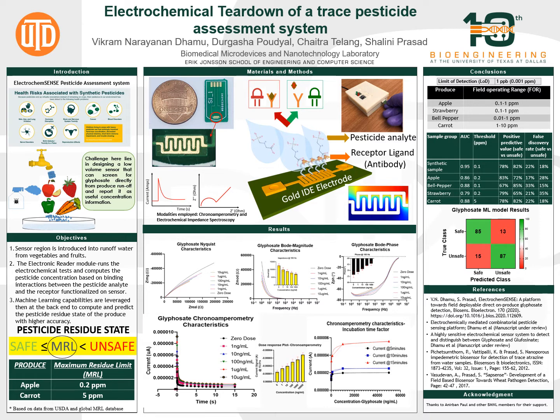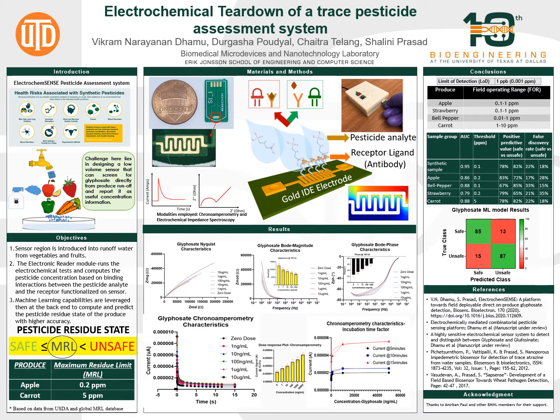So pesticide residue state here means that, based on an MRL, which is the maximum residue level, we can classify a produce sample as either safe or unsafe within those limits. The MRL is given by different countries and different environmental groups worldwide. So as an example, I've shown it for apple and carrot as 0.2 parts per million and 5 parts per million, which is based on the USDA and the global MRL database.